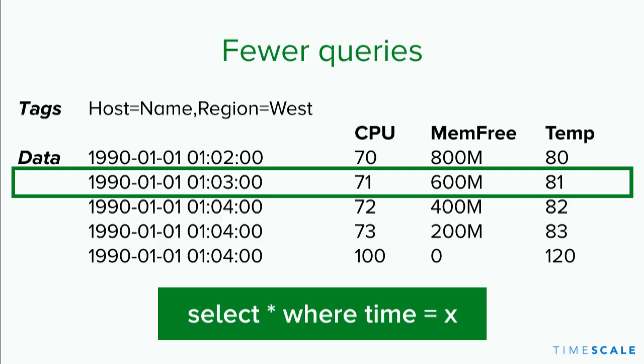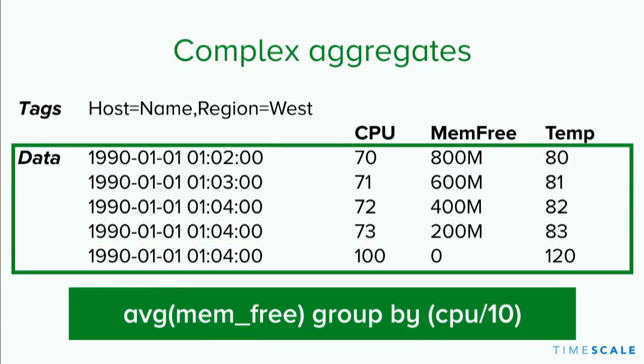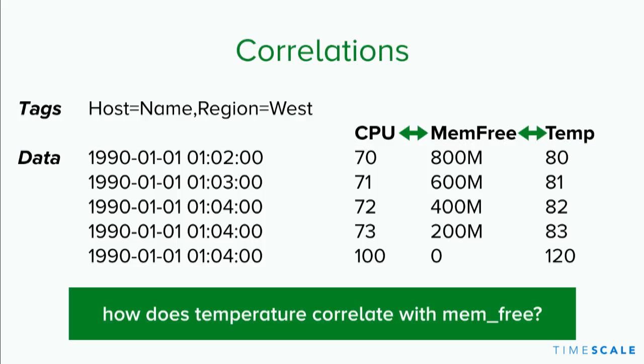Okay, fine. It's kind of a minor optimization. But you can also apply complex filters. You could say, what was the state of the world when the temperature spiked? Like what was the corresponding CPU and memory data? You could say, let's aggregate memory by CPU buckets, and you can do complex aggregates. You could say, how does temperature, for example, correlate with memory? And obviously, in this example, there's a correlation.